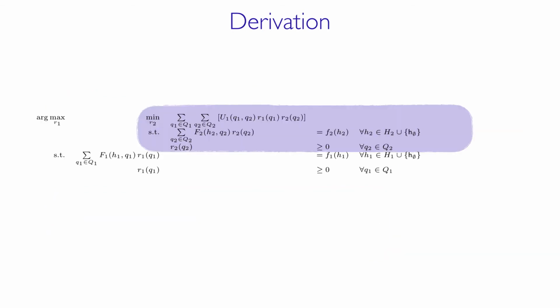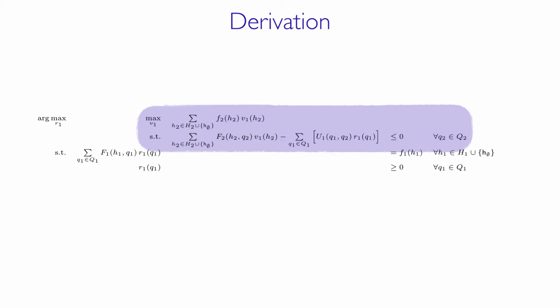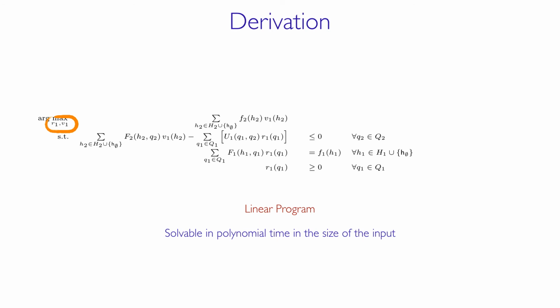Come back to the maxmin problem and focus again on the minimization problem. We can substitute the minimization problem with the dual problem, obtaining this problem. Then we can put together the two max operators, obtaining this linear program over the variables r1 and v1. This shows that we can find a maxmin strategy in two-player extensive form games in polynomial time in the size of the game tree.